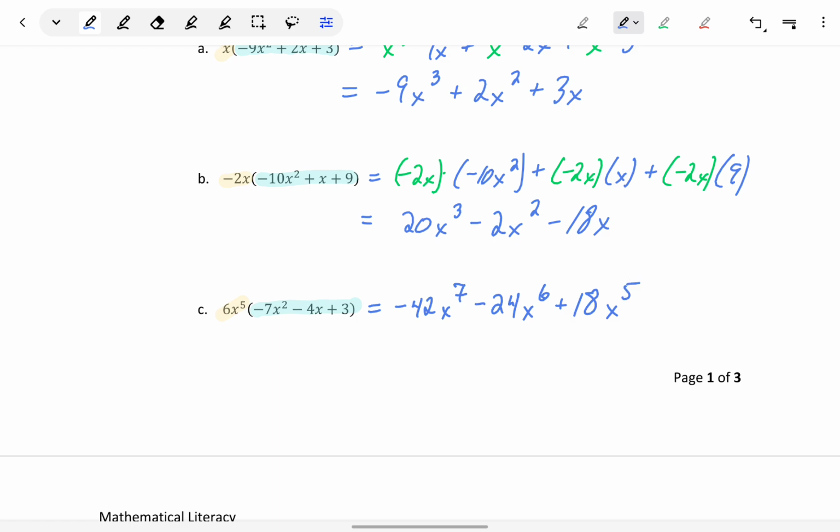to the 5th. But again, writing out those individual steps like we did in parts A and B is a great thing to do, especially as you're getting started with this process and keeping track of all these different moving pieces.